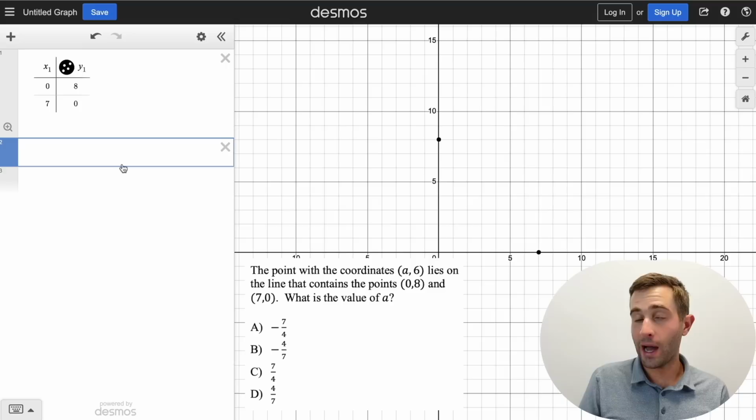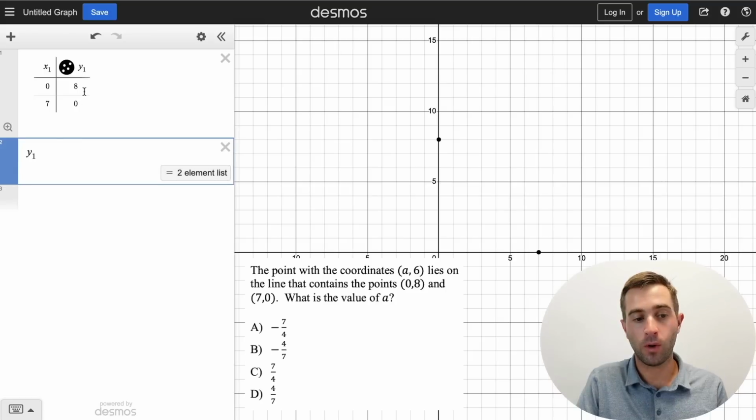Now, we want a y equals mx plus b equation, but we need to tell Desmos that we want it to perform a regression, so it's going to use these values from the table to solve for that equation. So we're going to type in y1. Remember, you have to type in y1 so it pulls from that y1 value.